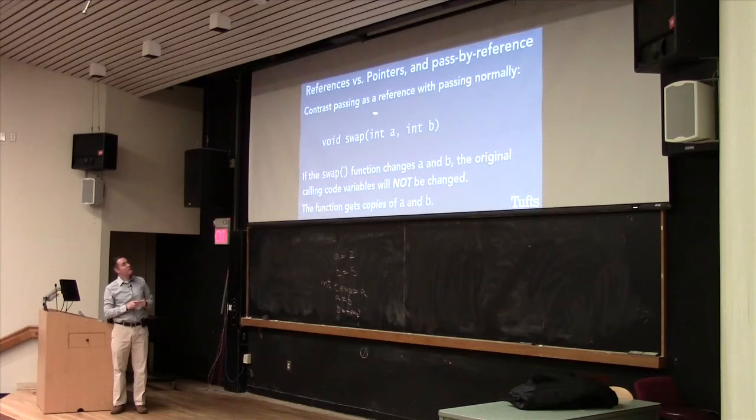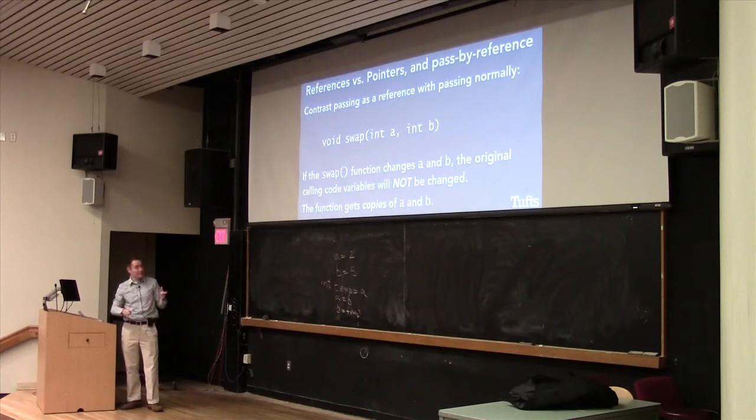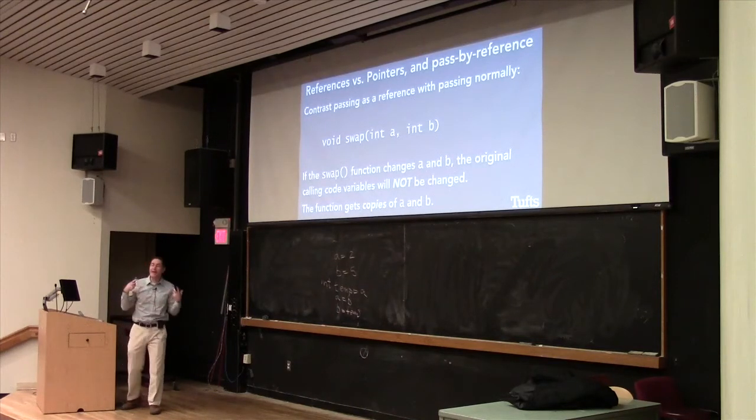If you just passed it like this, swap A and B as integers like that, the compiler actually makes a copy of both A and B and provides that to the function. Why does it do that? Well, it has to do with the semantics of the language itself. But the point is that you don't actually get the original variable that you're sending in. You get a copy of it.